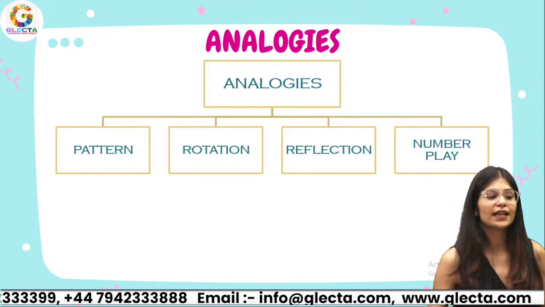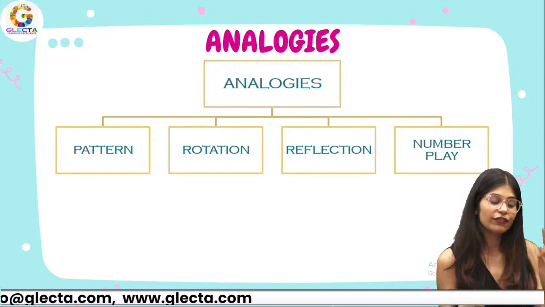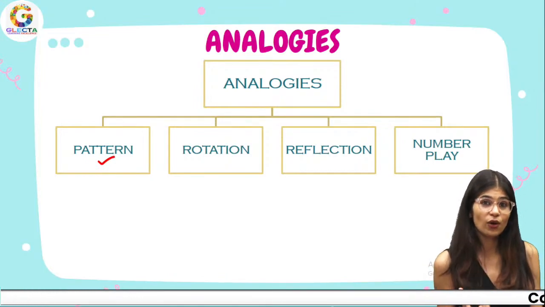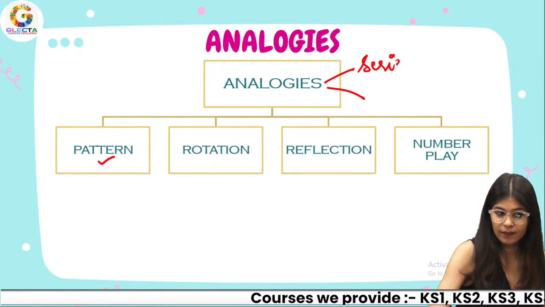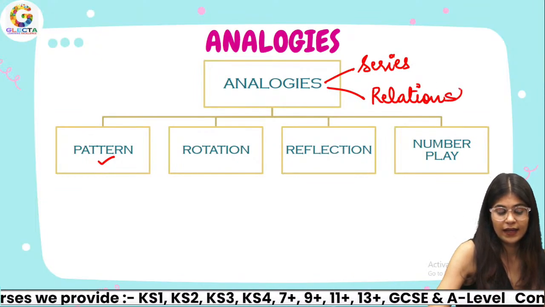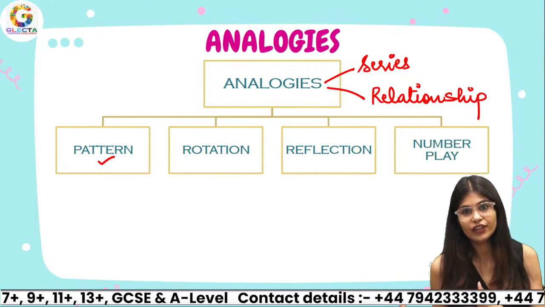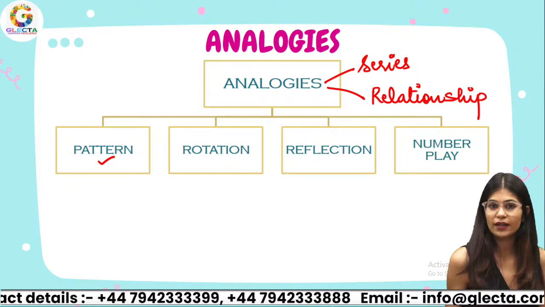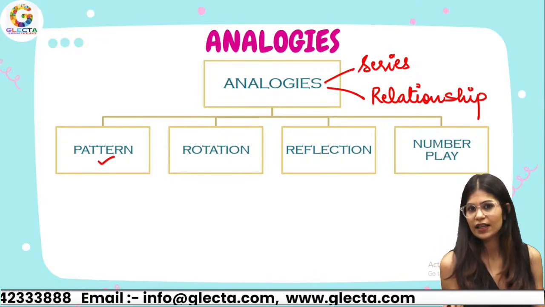So analogies can be solved by 4 tricks. Out of 4, the first one is the most difficult one to understand, because in analogies, and when I say analogies, I mean both: there are series and there are relationships. If the questions are find the next figure, like find the missing image, or find the missing relationship, both kinds of questions can be solved by these same 4 tricks. All you have to do is stay a little alert about this one.